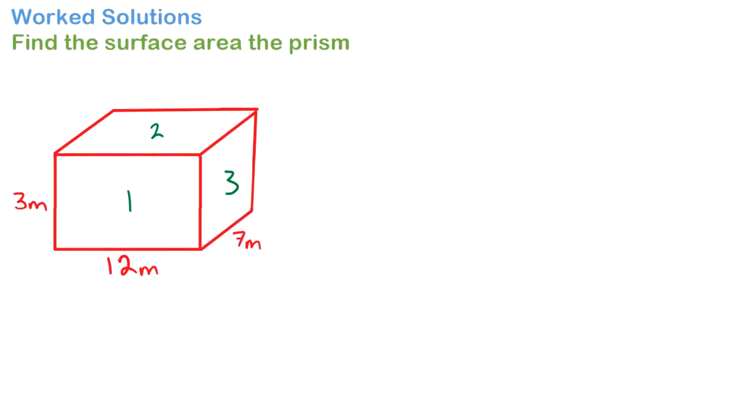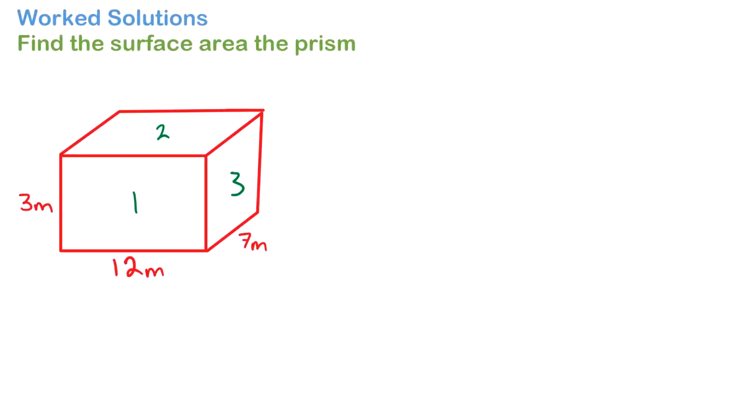Now, we want to calculate the area for each of these faces. The reason we label it is it also helps us keep order and keep track of what we've calculated. So I'm going to say, let's find area 1. That's going to find us the area for that front face, that 1 there. So the area of this face is 12 times 3.